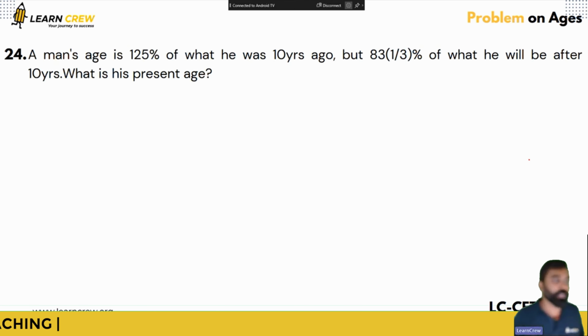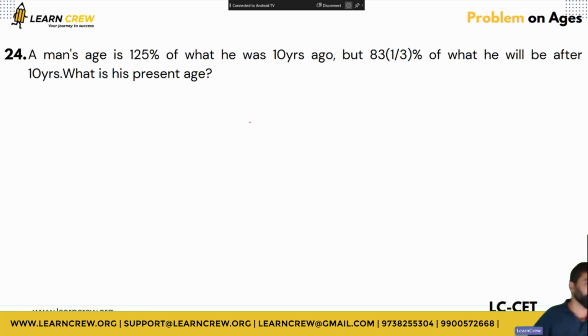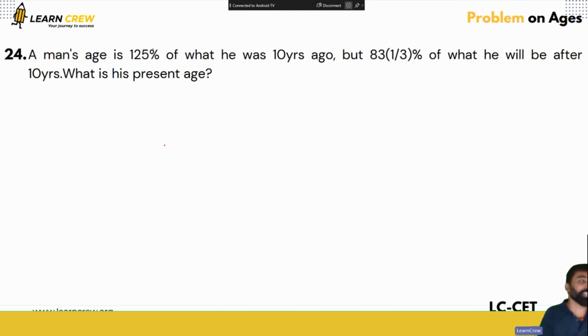Try this. Man's age is 125% of what he was 10 years ago. 125% means how can you represent? How can you represent in terms of fraction? Sir, is it answer 50 years? I need to check. Answer is 50 years.